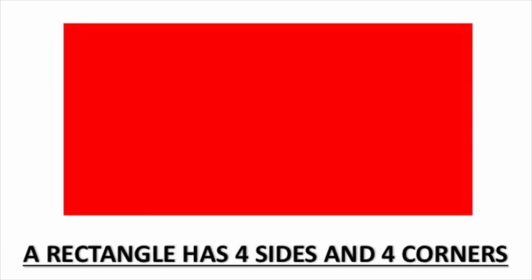This is a rectangle. How many sides? How many corners? Are they all the same length? No. What a rectangle has is 2 long sides and 2 short sides. That's what makes a rectangle and a square different. Similar to an oval and a circle. They have the same characteristics, but different length or height. A rectangle has 4 sides and 4 corners.